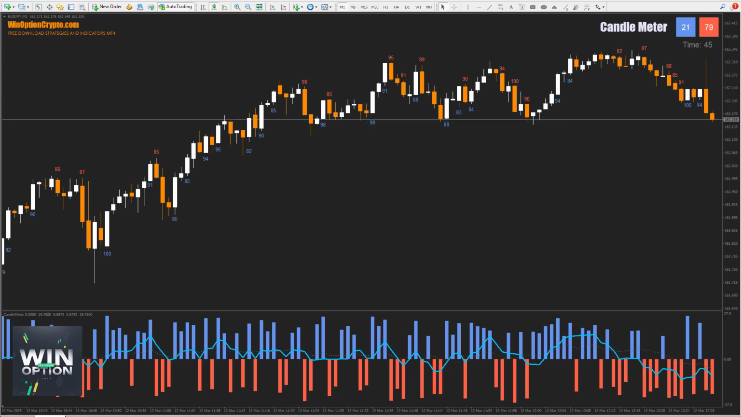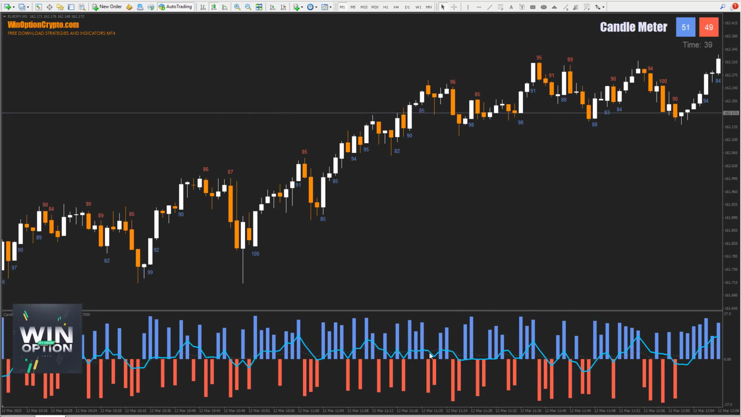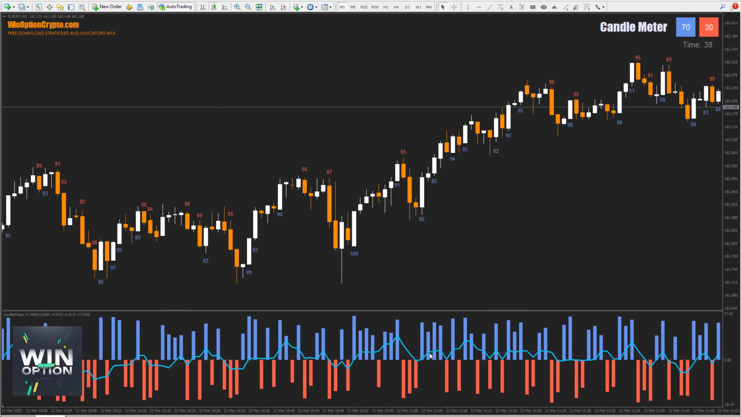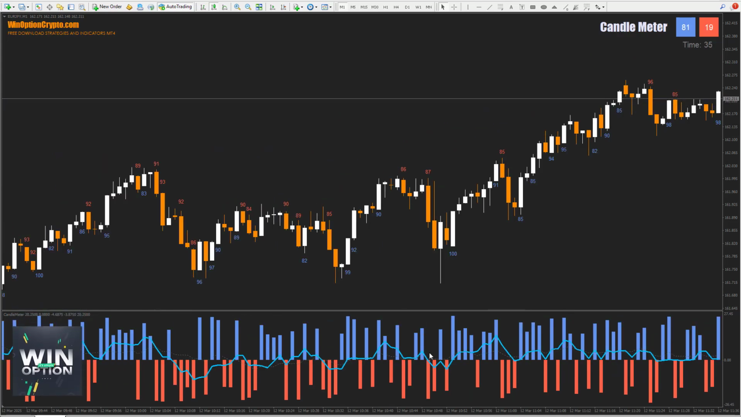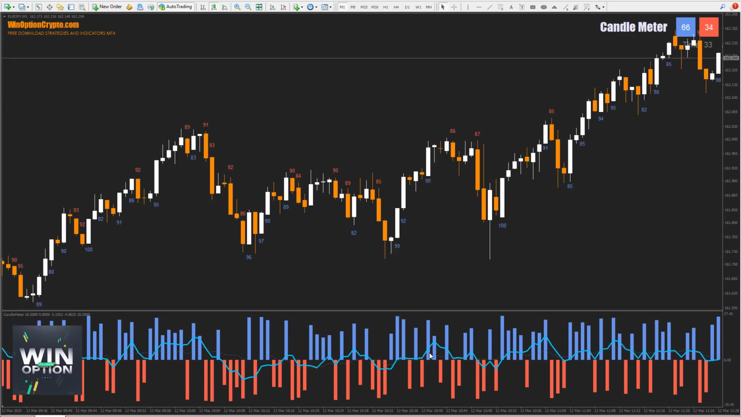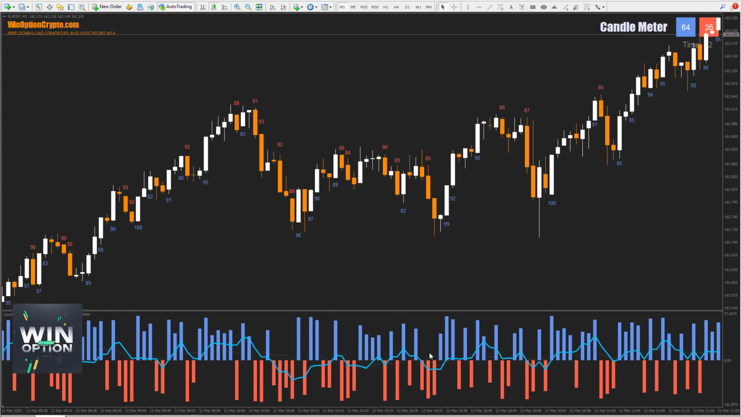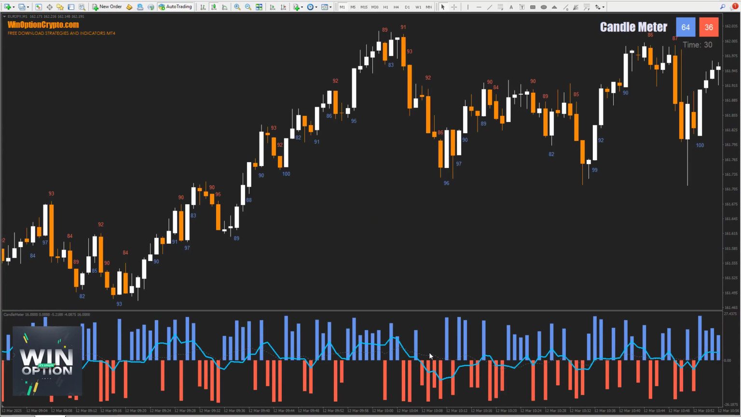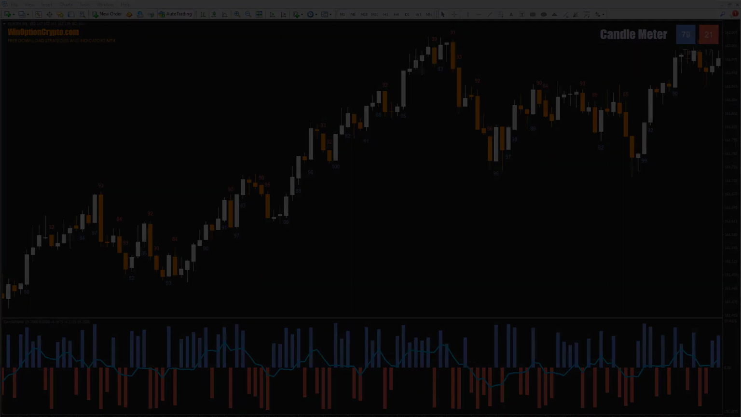So, the Candle Meter indicator, which we will talk about today in our video review, literally visualizes this process, making it clear and accessible for analysis. Understanding who controls the market at the current moment in time, you can assume with a high degree of probability how the next candle or candles will close. And this is exactly what we need to successfully trade binary options.